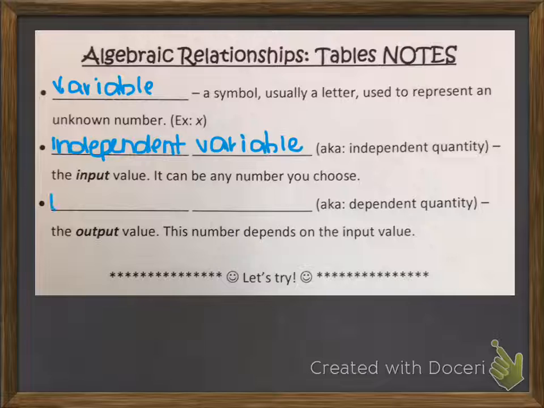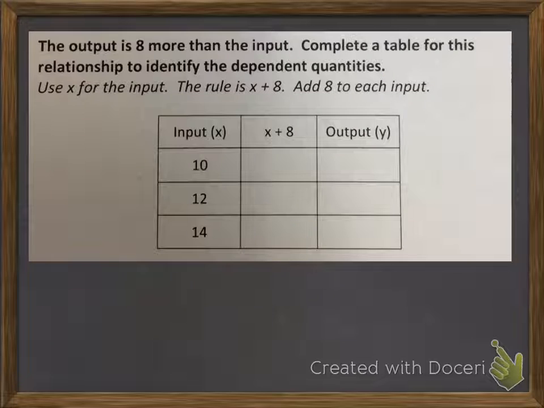And then finally, we have the dependent variable. This is also known as the dependent quantity and is called the output value. This number depends on the input value, which is why we call it the dependent variable. We can use a table to see the relationships between the input value and the output value.